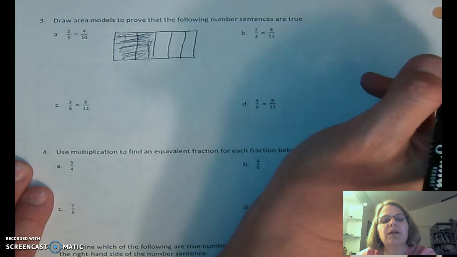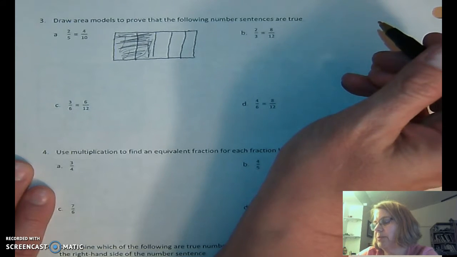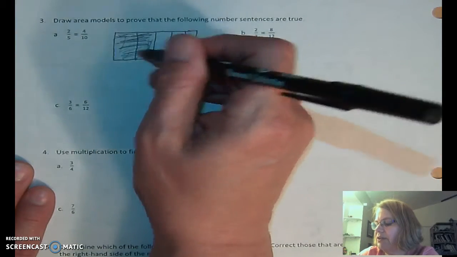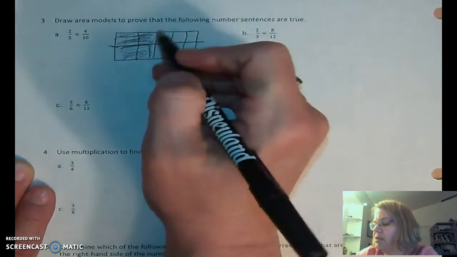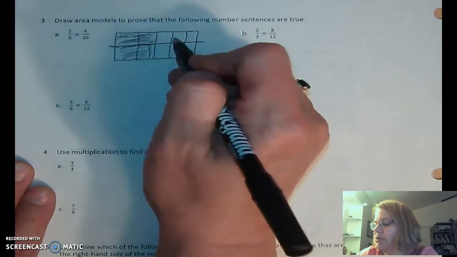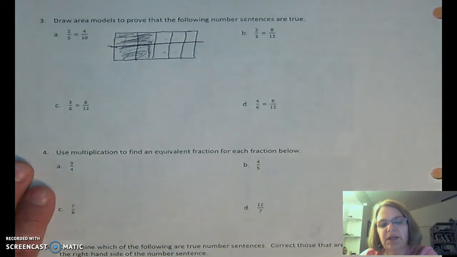Okay. And now I'm going to divide it again. Only this time I'm going to divide it horizontally into tenths. Well, if I have 5, I only need one line to make it into 10. So 1, 2, 3, 4. 1, 2, 3, 4, 5, 6, 7, 8, 9, 10. Okay, that's all they're asking us to do.